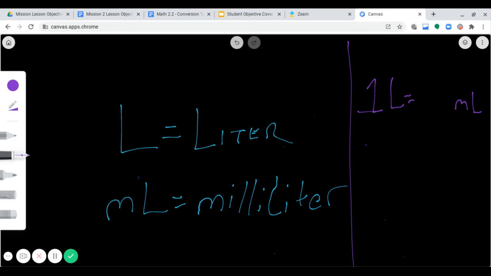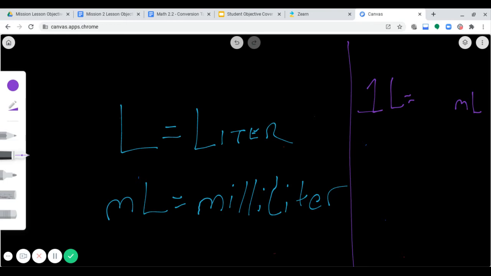Our main way of labeling and measuring capacity today is liters and milliliters. You've probably heard the term liter before. It is represented by the capital L. And a milliliter, a little lowercase m with the capital L, stands for milliliter.